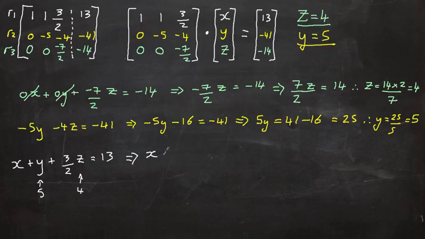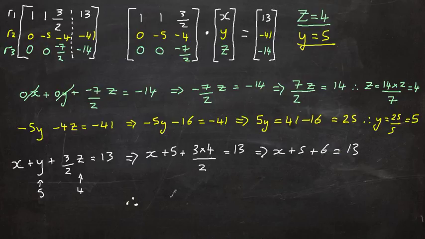So what that gives us, x is the only one we don't know, x plus 5 plus 3 lots of 4 over 2, or 3 halves of 4, which is 3 lots of z, equals 13. But remember, 3 lots of 4 over 2 is 12 over 2 is 6, or 3 over 2 is 1.5 times 4 is still 6. So x plus 5 plus 6 is 13. So I'll write it there. X plus 5 plus 6 equals 13.